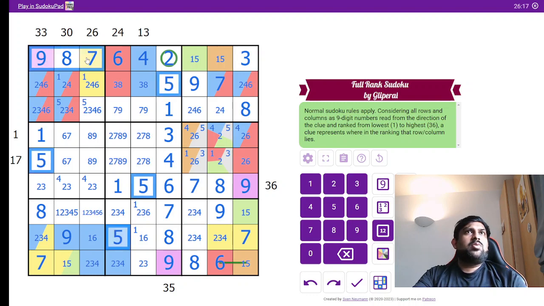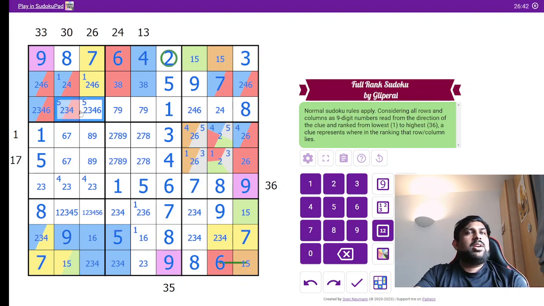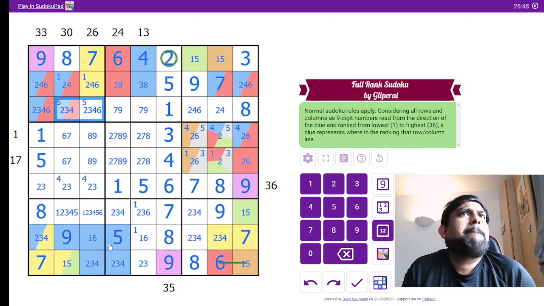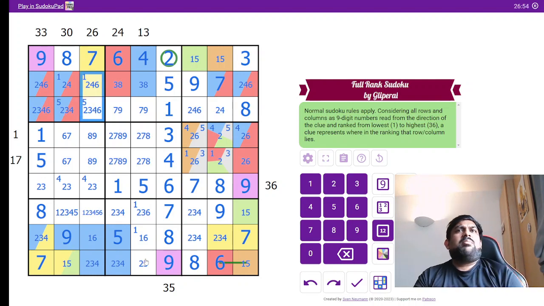Let's look at 5 in the box number 1. It's not here, it's not here, it's not here. So 5 is here. Similarly, in box number 7, it's not here, it's not here. Can that be of any help? There is a 5 here. Fine. Can they be in one? They can be, Akash. Let's look at this.